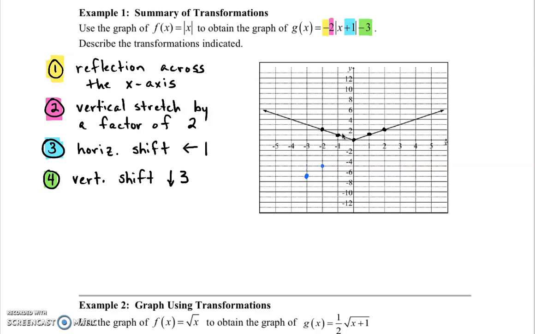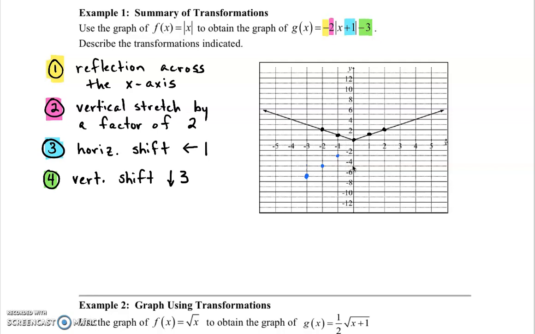Okay, so now let's do the (0, 0) point. When it's on the x-axis, if we reflect it across the x-axis, it doesn't move. Multiplying it by 2 doesn't move it. But then we're going to shift it left 1 and down 3. So it's right here.